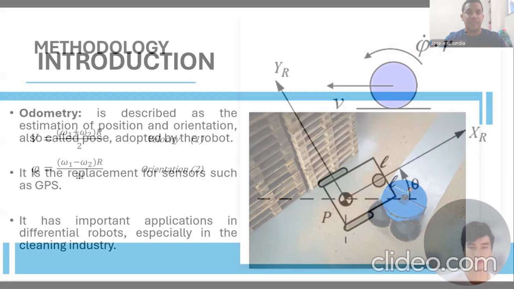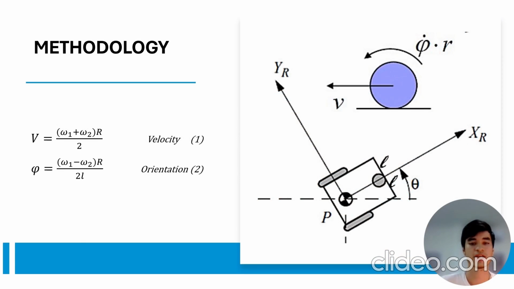As for the methodology that we use, first we obtain the kinematic model of our differential robot. As it is shown, we got two equations, one that refers to the linear velocity of the differential robot and the other one to the orientation, where omega 1 and omega 2 refer to the angular velocity of both wheels of the robot and R is the wheel radius.